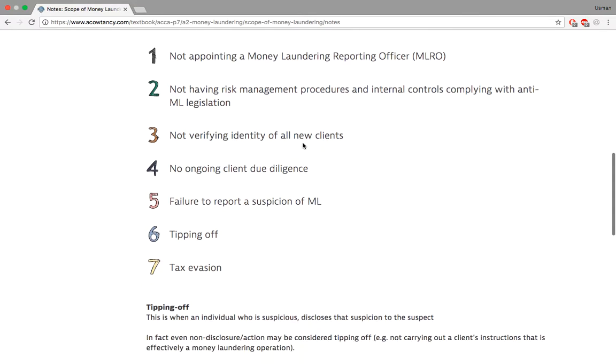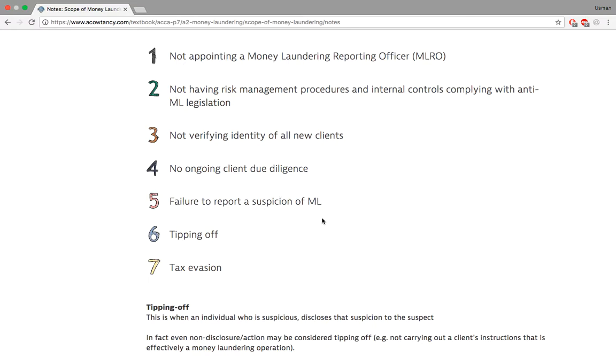Not verifying the identity of all new clients. If you get a new client and you say, yeah, why not? Come, give me your money. You're in big trouble, mate. If they launder money and something bad happens to you or to them, and any committee finds out that there is illegal stuff going on, you're going to be in big trouble. Now, even if you have an ongoing client, you need to do due diligence. Due diligence is really important, all right? We'll talk more about due diligence later in the subject.